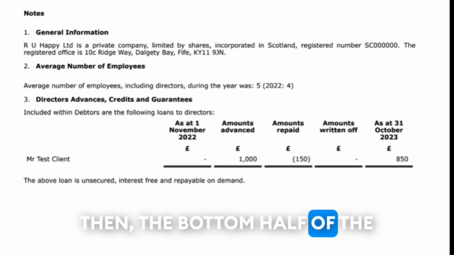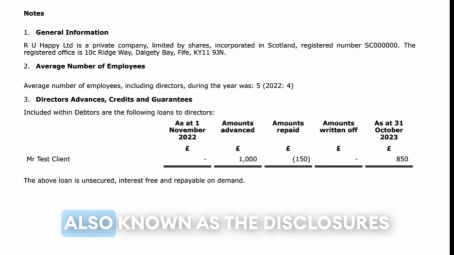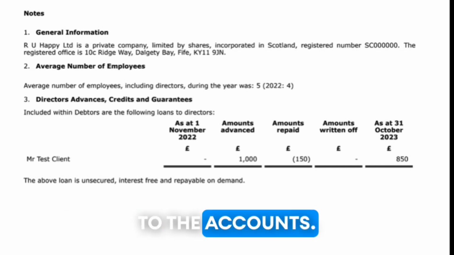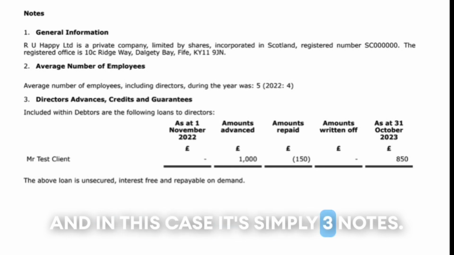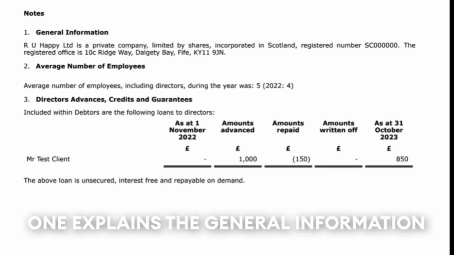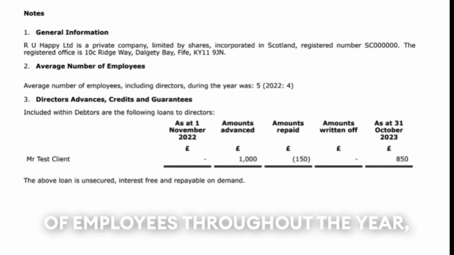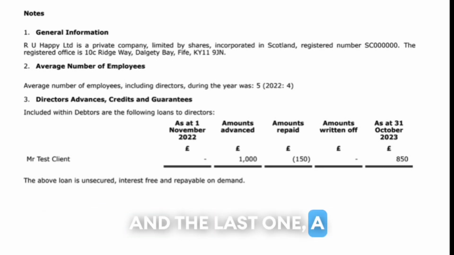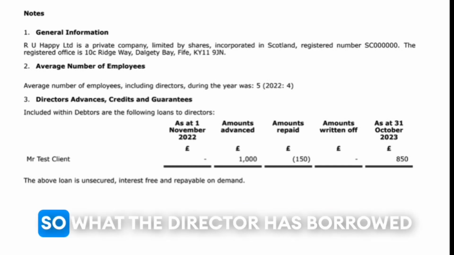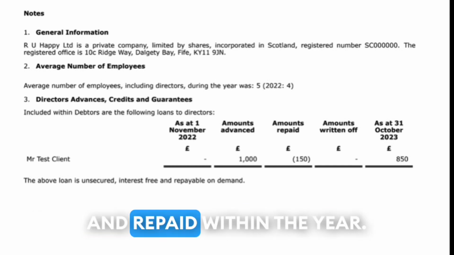Then the bottom half of the balance sheet contains the notes, also known as the disclosures to the accounts, and in this case it's simply 3 notes. One explaining the general information of the company, the other showing the average number of employees throughout the year, and the last one a breakdown of any director's loans, so what the director has borrowed and repaid within the year.